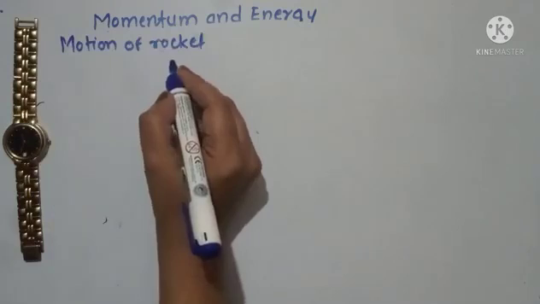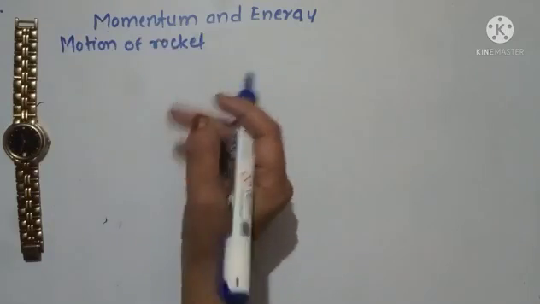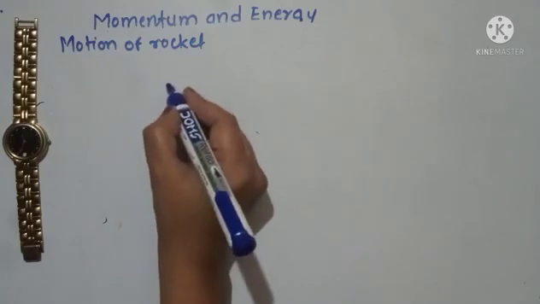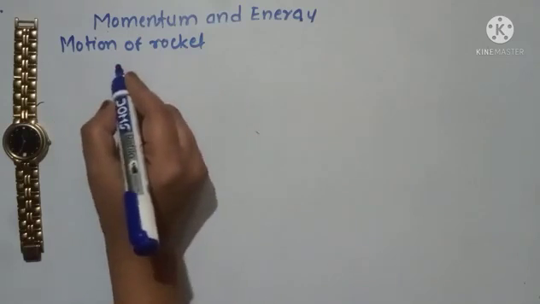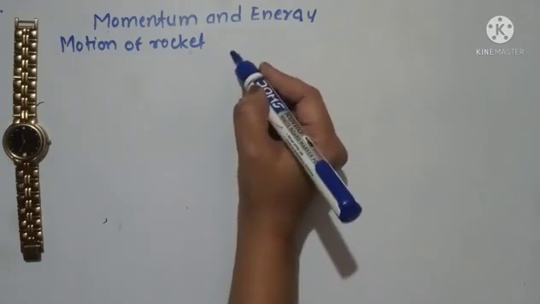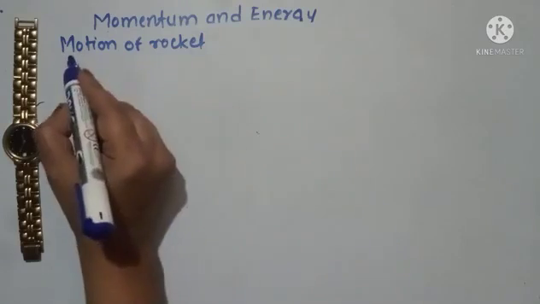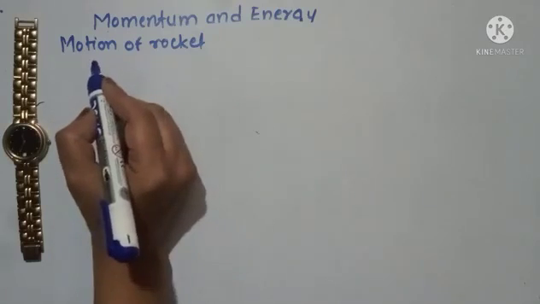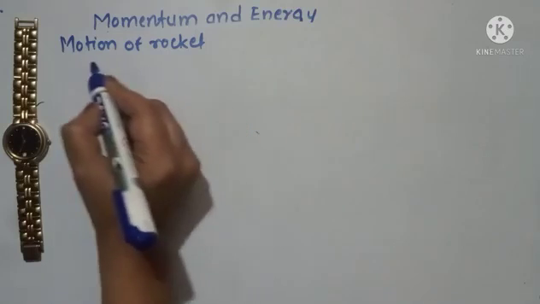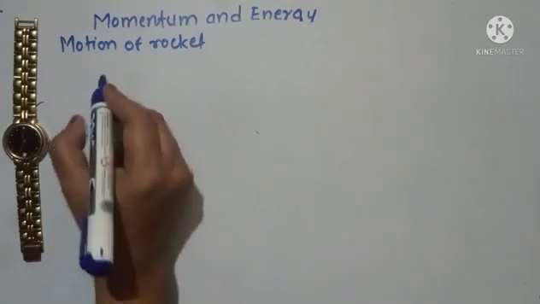Though the motion of the rocket is a very complex phenomenon, we are just going to deal with the simple basic laws which are used in the motion of the rocket. So this is the physical significance of the conservation laws to the motion of the rocket. This lecture will deal with the application of the conservation laws to the motion of the rocket. So let us see.